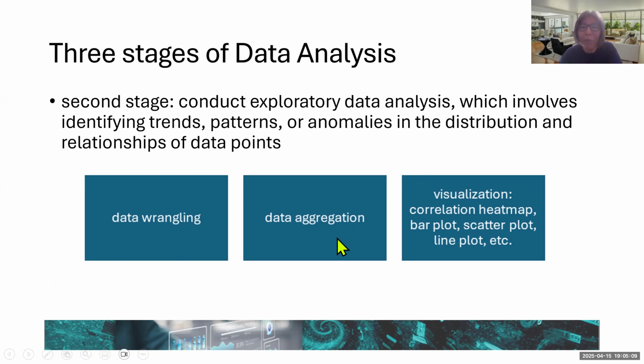Data wrangling and data aggregation, we also discussed, if you recall. One of the major functions to do it is group by, and some other functions to aggregate data and then do tasks like summation, find the average, minimum, maximum, do count, and some customized operations. And to find the trend, pattern, or anomaly in the distribution, as well as the relationships, in chapter 5, we learned data visualization: how to come up with a correlation heat map, bar plot, scatter plot, line plot, box plot, etc. So this is the second stage for data analysis.